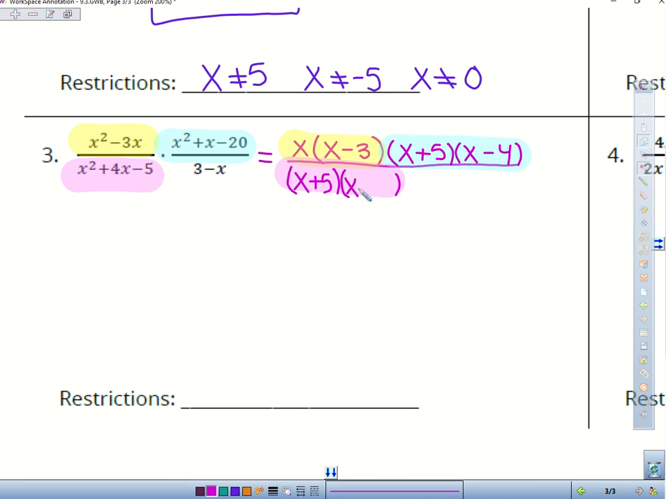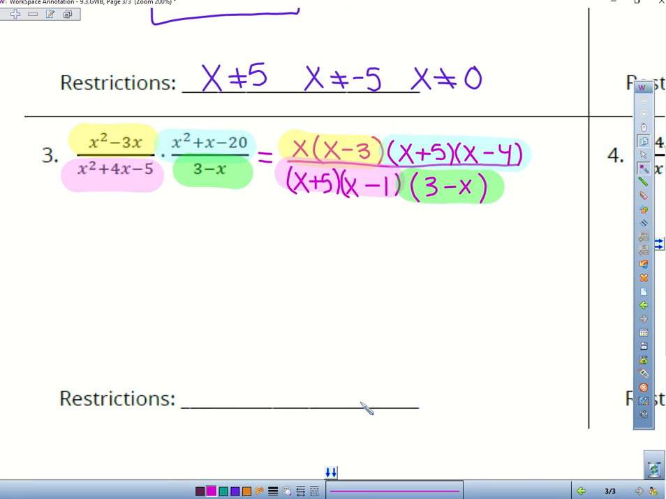Good. X plus 5, x minus 1. I think that's what you said, right? Yeah, that's what I meant to say. My brain just, ah, alright. I didn't know if that's what you said or not. And then this one just stays as is, because we can't factor that.